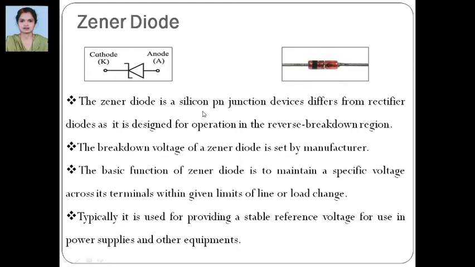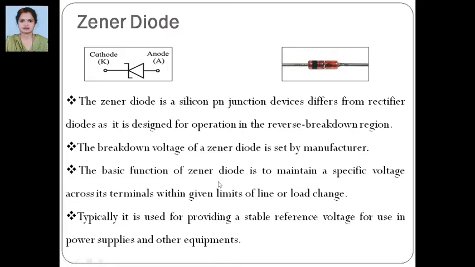The Zener diode is a silicon PN junction device, but it differs from the other diodes as it is designed for operation in the reverse breakdown region. This breakdown voltage of the Zener diode is set by the manufacturer when it is manufactured.